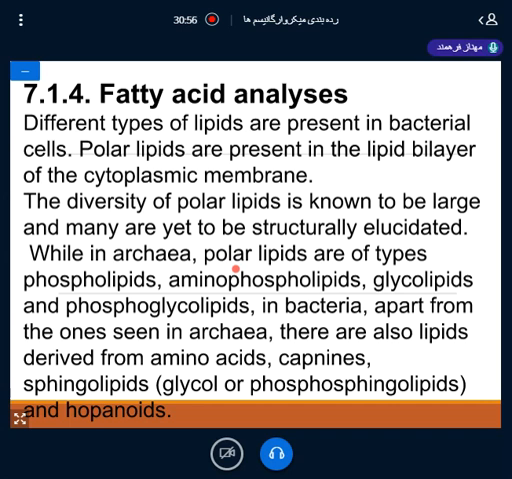While in archaea, polar lipids are types of phospholipids, aminophospholipids, glycolipids, and phosphoglycolipids. In bacteria, apart from the ones seen in archaea, there are also lipids derived from amino acids, capnines, sphingolipids, glycosphingolipids or phosphosphingolipids, and hopanoids.